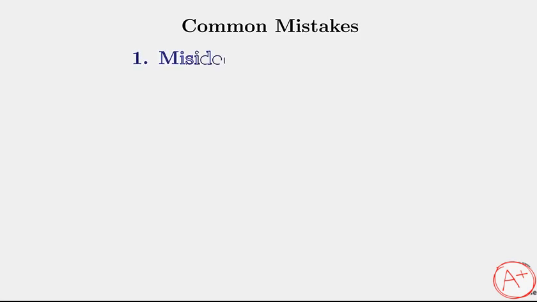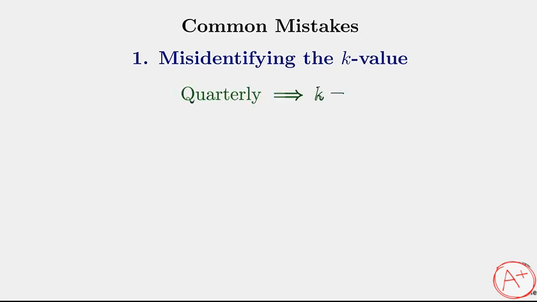Even the strongest students can lose marks on financial questions due to simple errors. Let's ensure you avoid them. Students often forget to adjust K for the compounding frequency. If a question says compounded quarterly, K must be 4. If you use K equals 1, your entire calculation for future value will be incorrect.